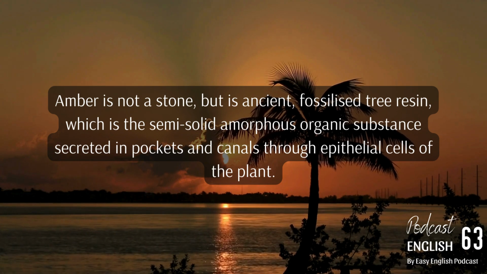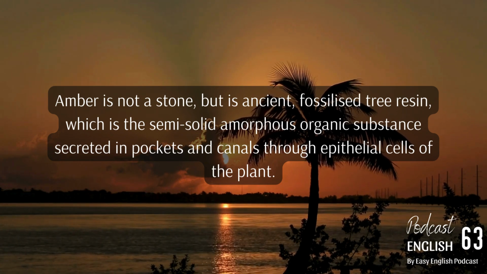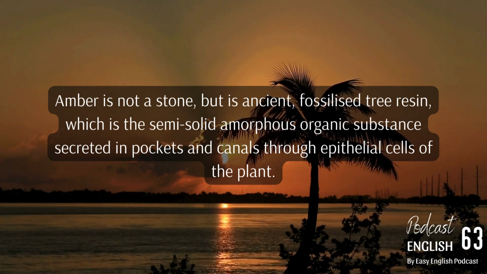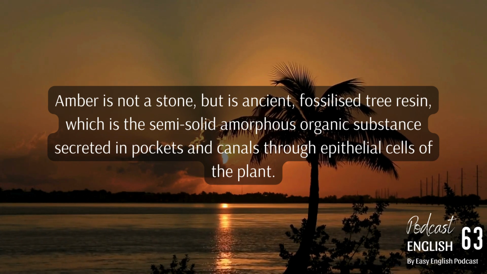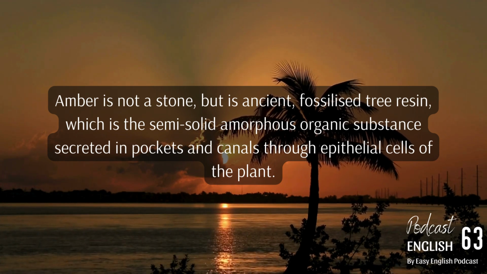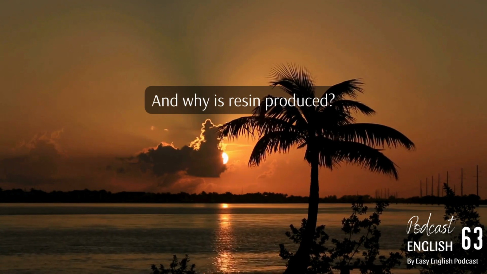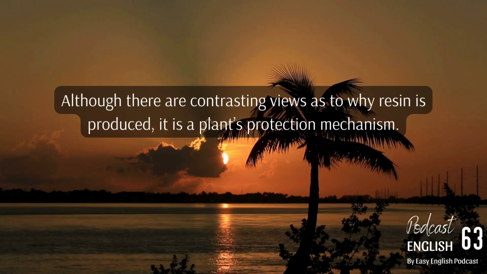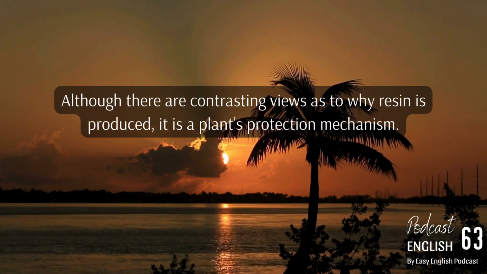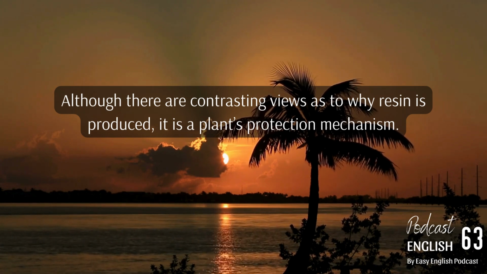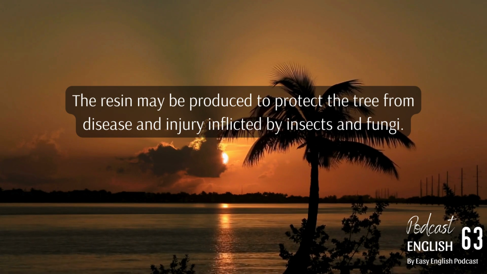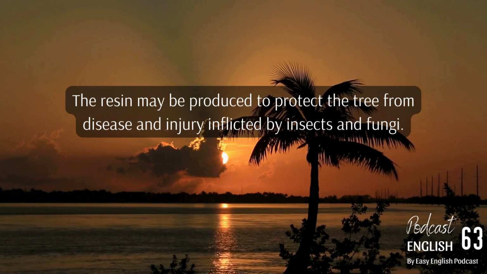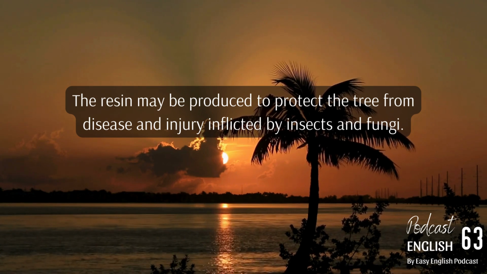Amber is not a stone, but is ancient fossilized tree resin, which is the semi-solid amorphous organic substance secreted in pockets and canals through epithelial cells of the plant. And why is resin produced? Although there are contrasting views as to why resin is produced, it is a plant's protection mechanism. The resin may be produced to protect the tree from disease and injury inflicted by insects and fungi.